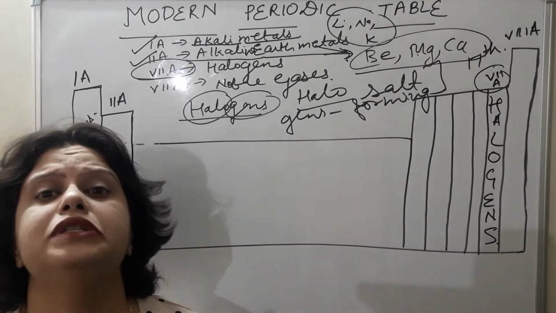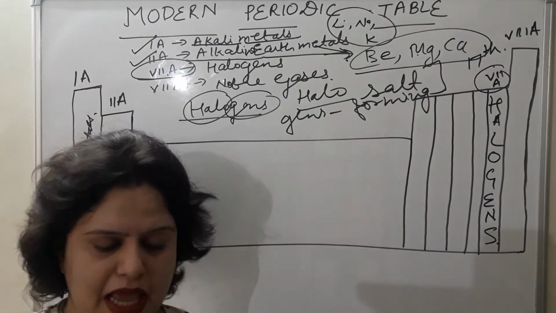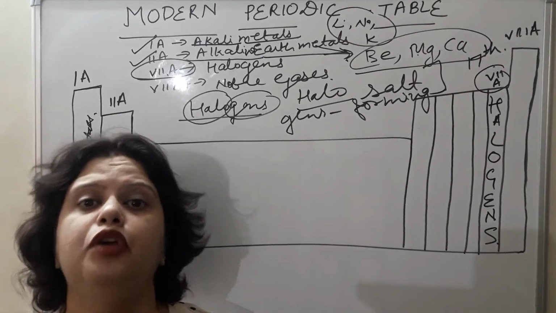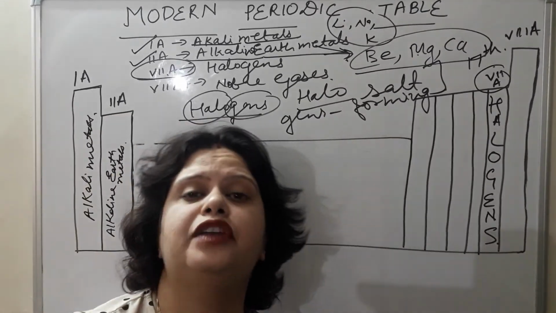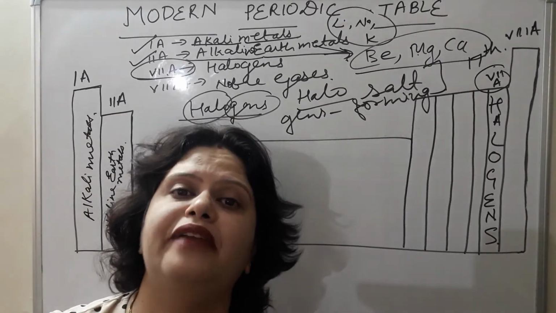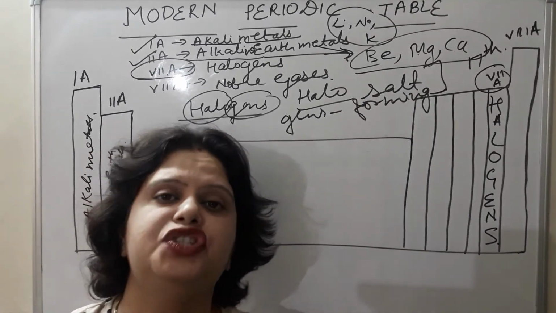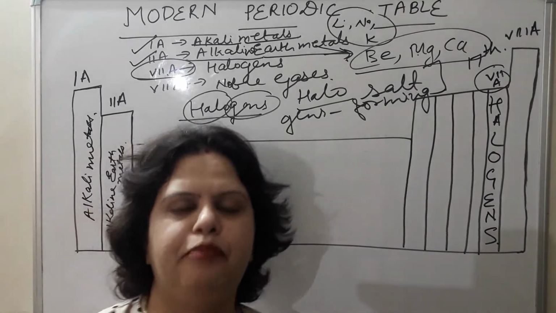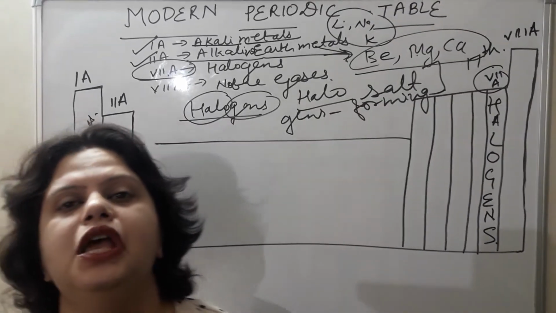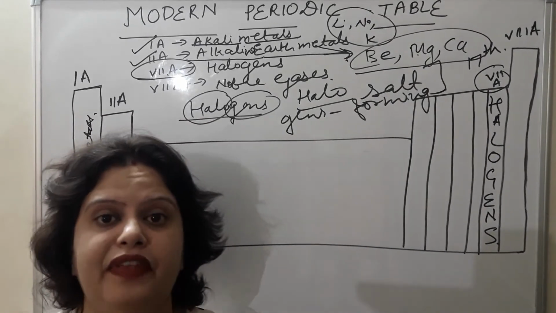The reason is that these elements have 7 electrons in their outermost shell, and because only 7 electrons are there, they require only 1 electron to become stable, so they require a very small amount of energy. So that's why, if energy consumption is less, reactivity will be more. I will come to that point also, the concept of reactivity. So that's why elements present in group 17 are highly reactive.